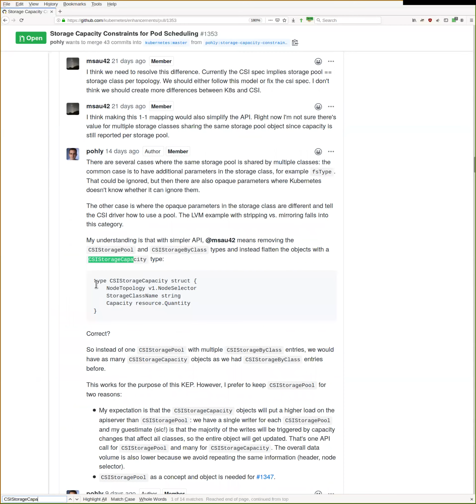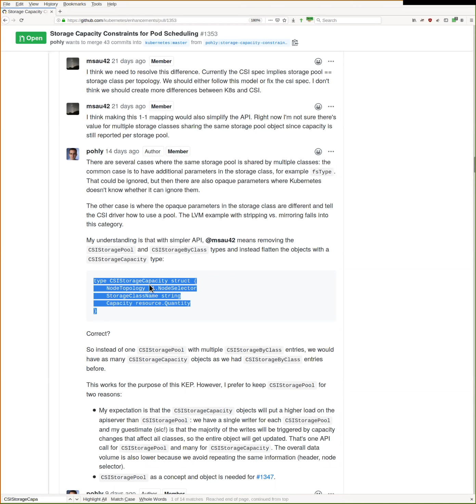So that is the other CSI storage capacity, which has a different structure. That's a flat structure with more objects. No topology, storage class name, and capacity are basically in that object. And whenever something is different, we have different objects. So is that the structure that you want to have as an API object?